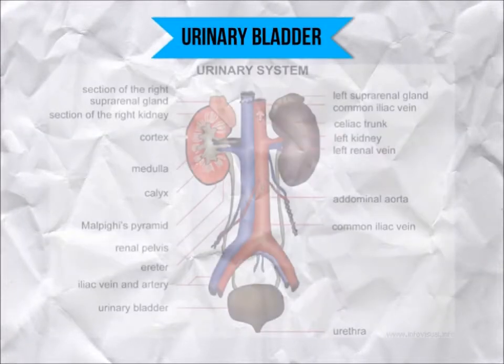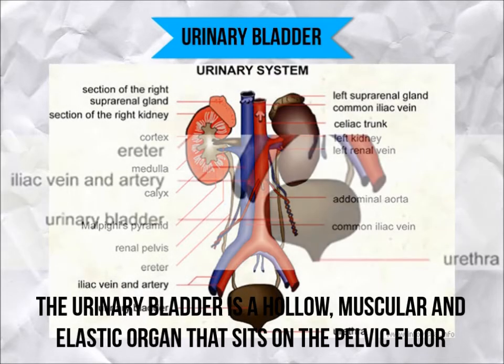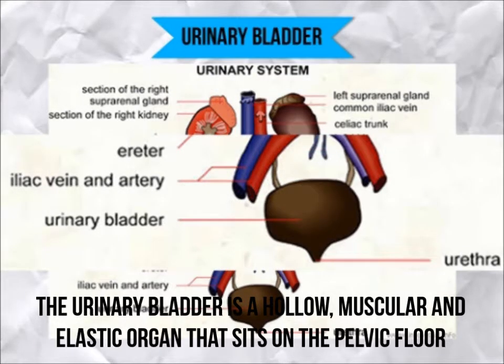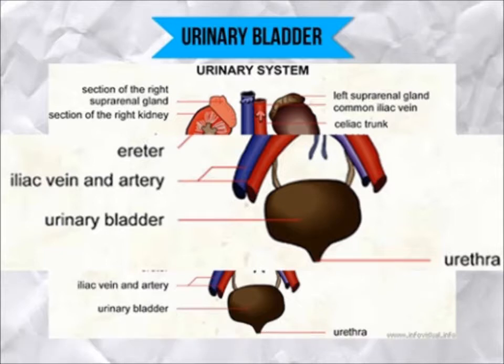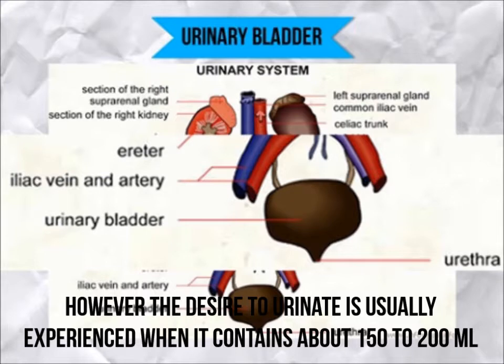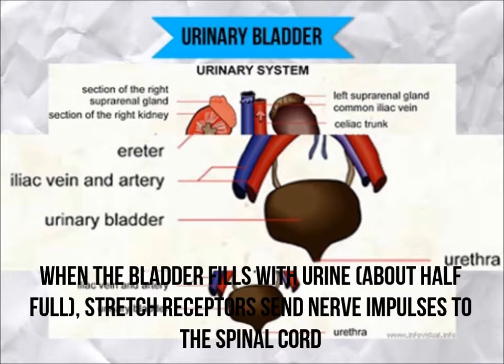Urinary bladder. The urinary bladder is a hollow, muscular, and elastic organ that sits on the pelvic floor. It can hold approximately 17 to 18 ounces or 500 to 530 ml of urine. However, the desire to urinate is usually experienced when it contains about 150 to 200 ml, when the bladder is about half full.